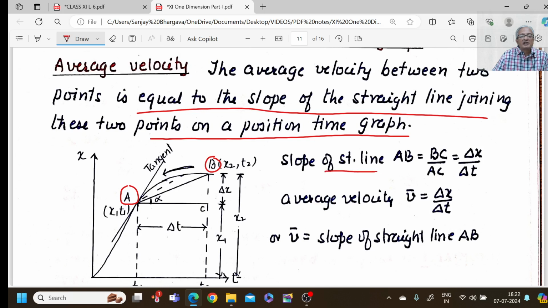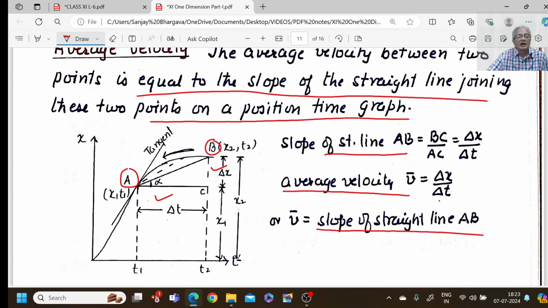The slope of that straight line AB is BC upon AC. BC is delta x and AC is delta t. So average velocity would be given by delta x by delta t. So what is average velocity? It is nothing but the slope of a straight line AB drawn on a position time graph.